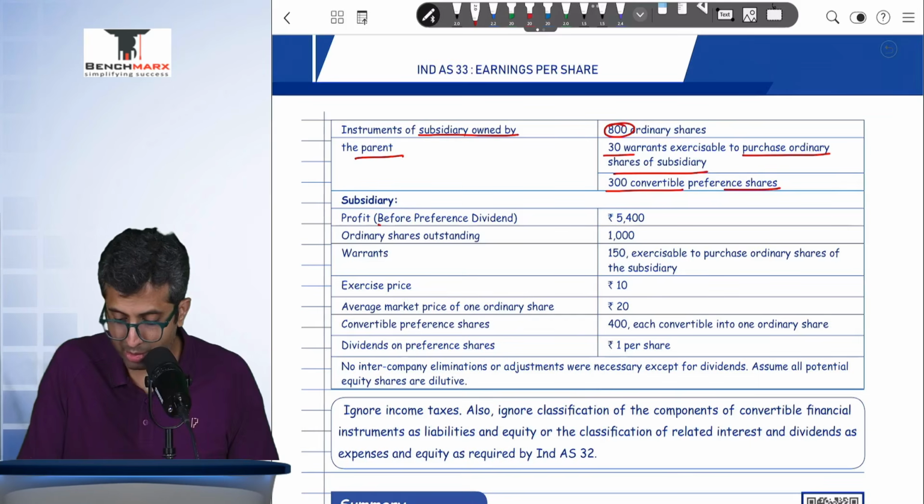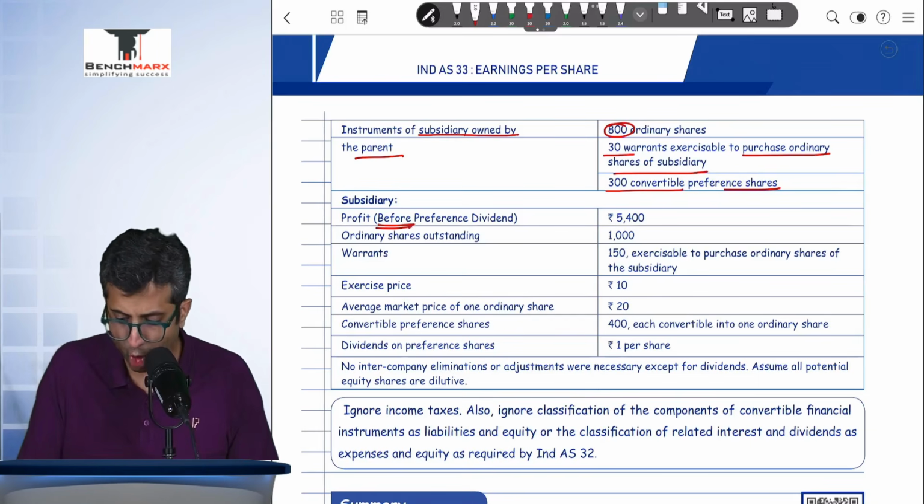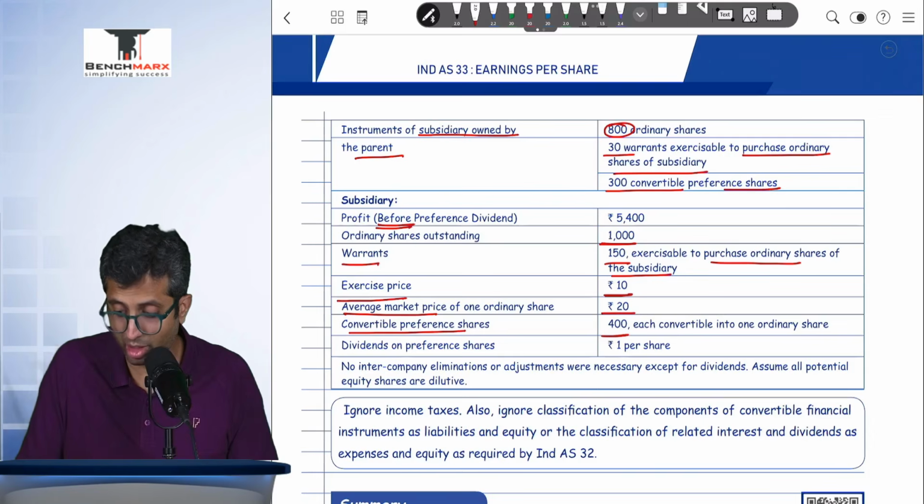Now, the subsidiary has profit before preference dividend of 5,400. Ordinary shares are 1,000. Warrants are 150, which are exercisable to purchase ordinary shares of the subsidiary, and the exercise price is rupees 10. Average market price is 20. Convertible preference shares are 400, and each is convertible into 1 share. Dividends on preference shares are rupees 1 per share. And no intercompany eliminations or adjustments were necessary except for dividends.